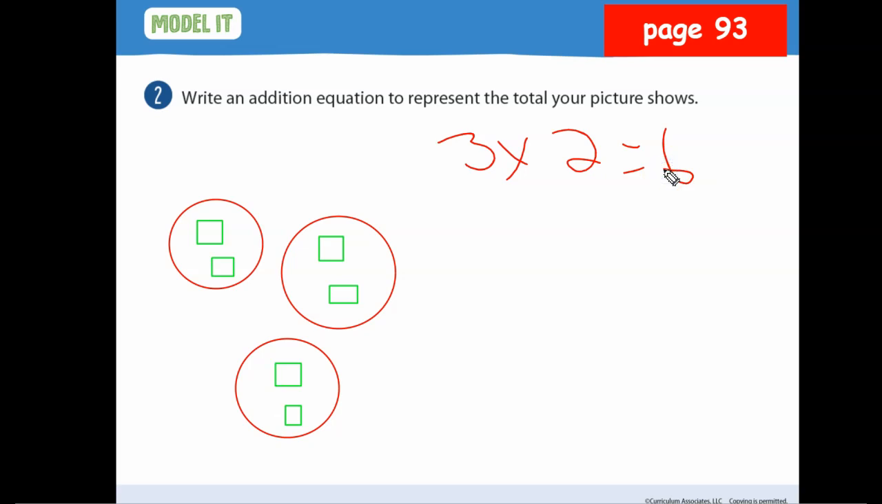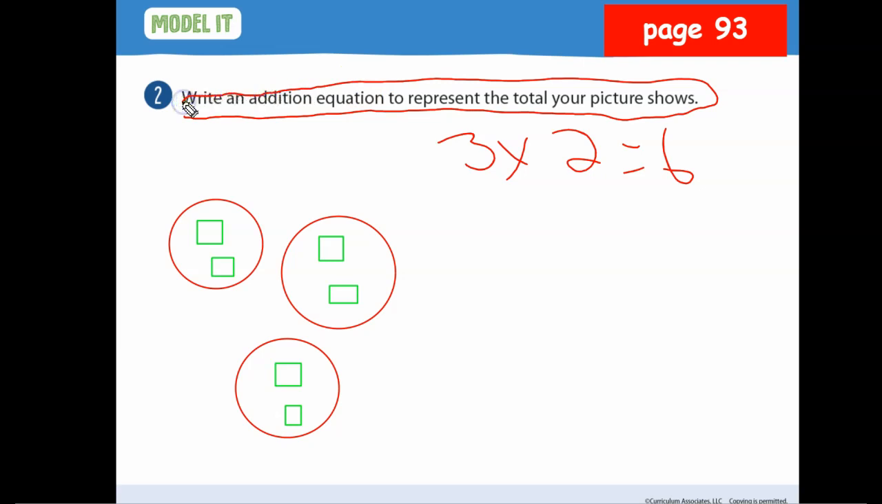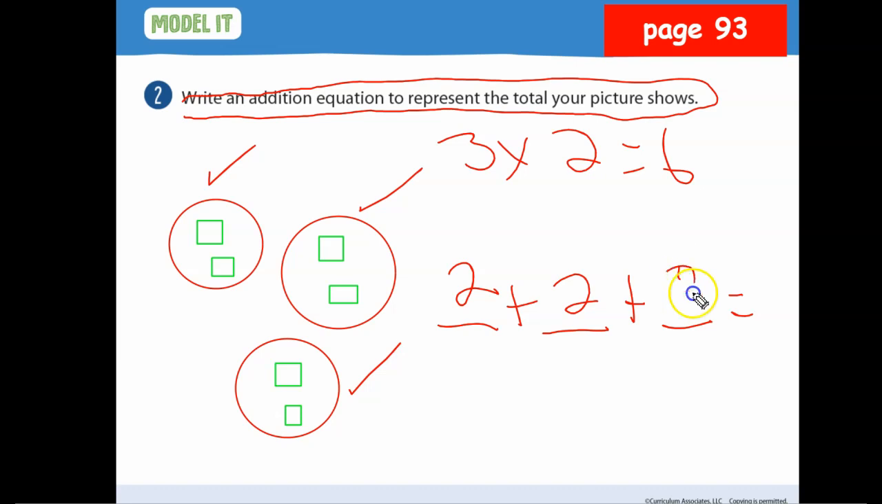6. But this one, it says write an addition equation to represent the total your picture shows. So an addition, okay? So I'm skip counting, right? So how many in this group? 2. How many in that group? 2. How many in this group? 2. I'm just adding every equal group. And this is how it looks when it says to write an addition equation. So 2 plus 2 plus 2 equals 6.